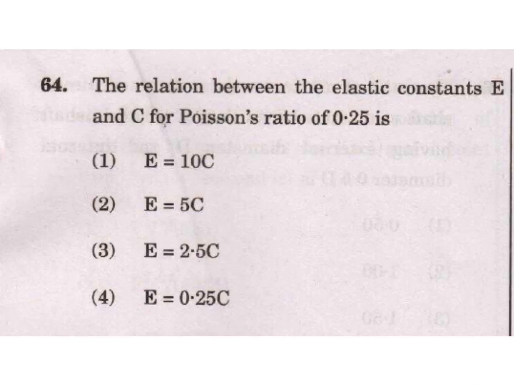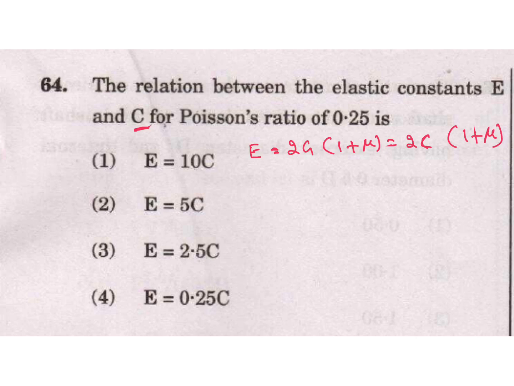The relation between the elastic constants E and C for Poisson's ratio of 0.25 is how much? So C is the rigidity modulus, E is Young's modulus. Four formulas are important here. You have to remember these four formulas, as any of them they may ask. So all are important. Modulus of rigidity, G or C, you can write the same. In this question, instead of G they wrote C.